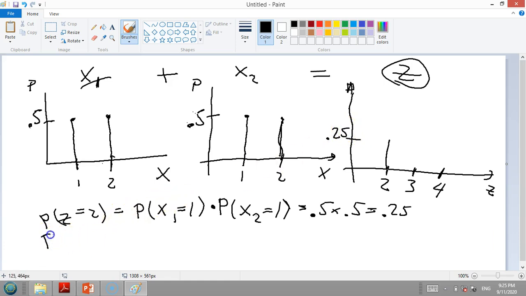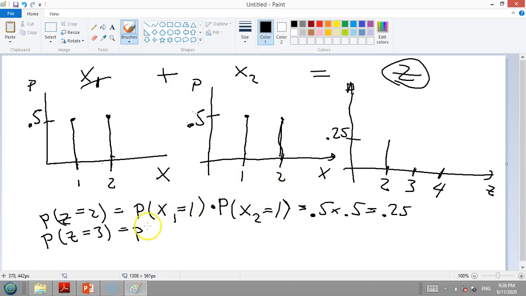What about to get a 3? Probability that z equals 3. Well, there's 2 ways this can occur. Either I get a 1 on the first one and a 2 on the second one, because 1 plus 2 is going to equal 3. Or I can get a 2 on the first one and a 1 on the second one. Okay? So what is the probability of me getting a 1 and a 2?